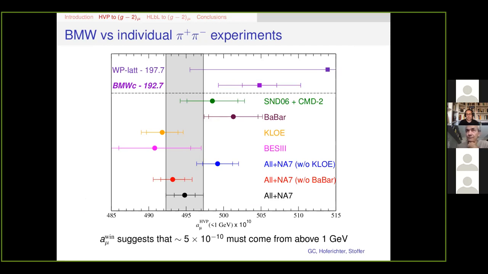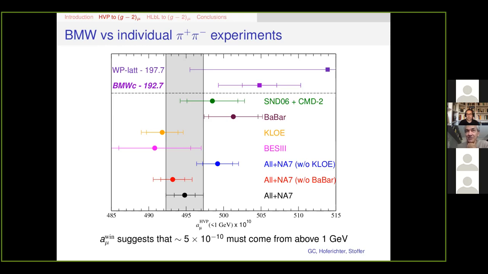So up to the day when the experiments on E plus E minus annihilations decide to agree with very precise data, it's a bit too early to write 100 or 200 papers on physics beyond the standard model. That's my opinion.